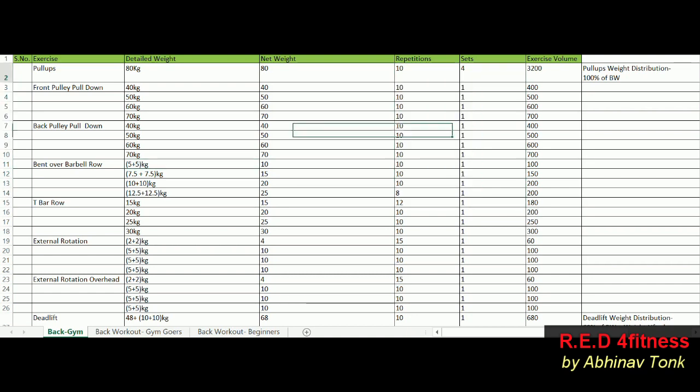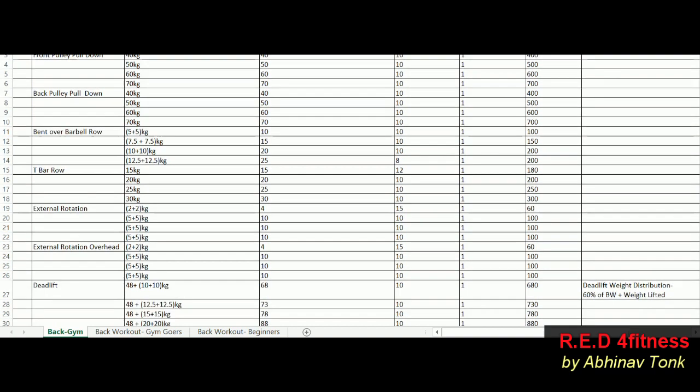For example, for pull-ups, the total weight distribution is 100% of body weight. So if a person of 80 kg is doing the pull-up, that means he is literally pulling up 80 kg of weight because the weight distribution is 100% of the body weight.